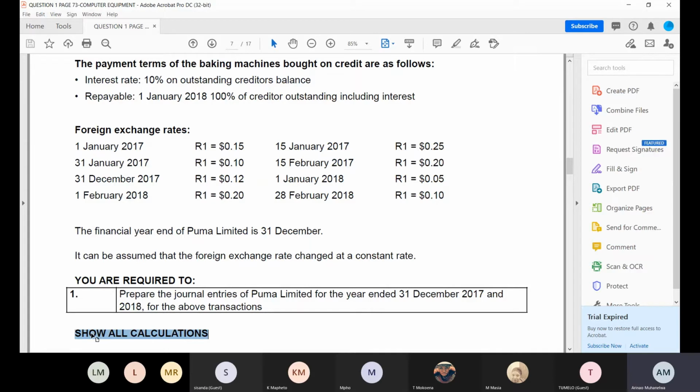Again, the question specifically states to show all calculations. What does that mean? If you're writing this on a test or an exam, there will be marks allocated for calculations. If you don't show the calculation, you lose those marks. All right, so now let's go and look at the information. As I read this information, we'll be tying it back to the principles that we looked at.